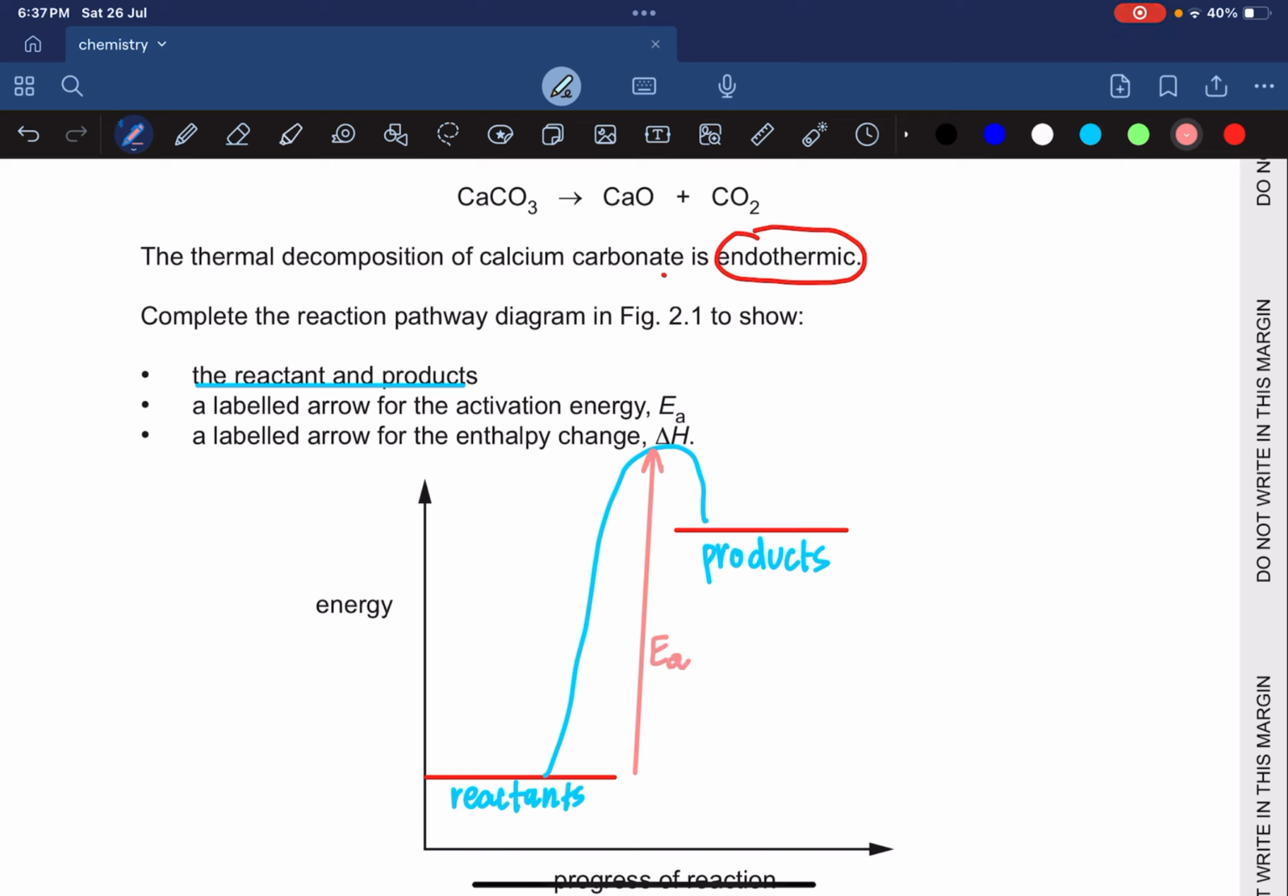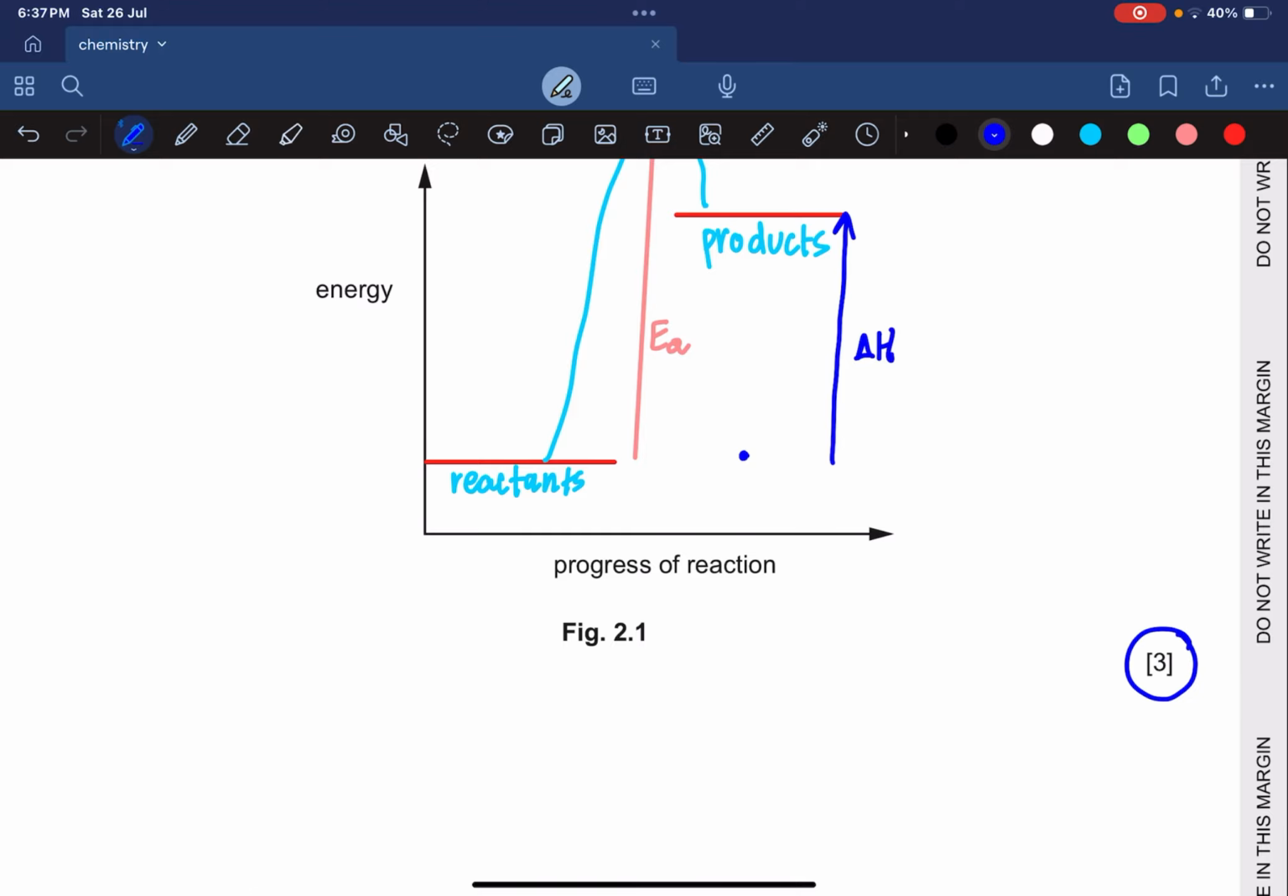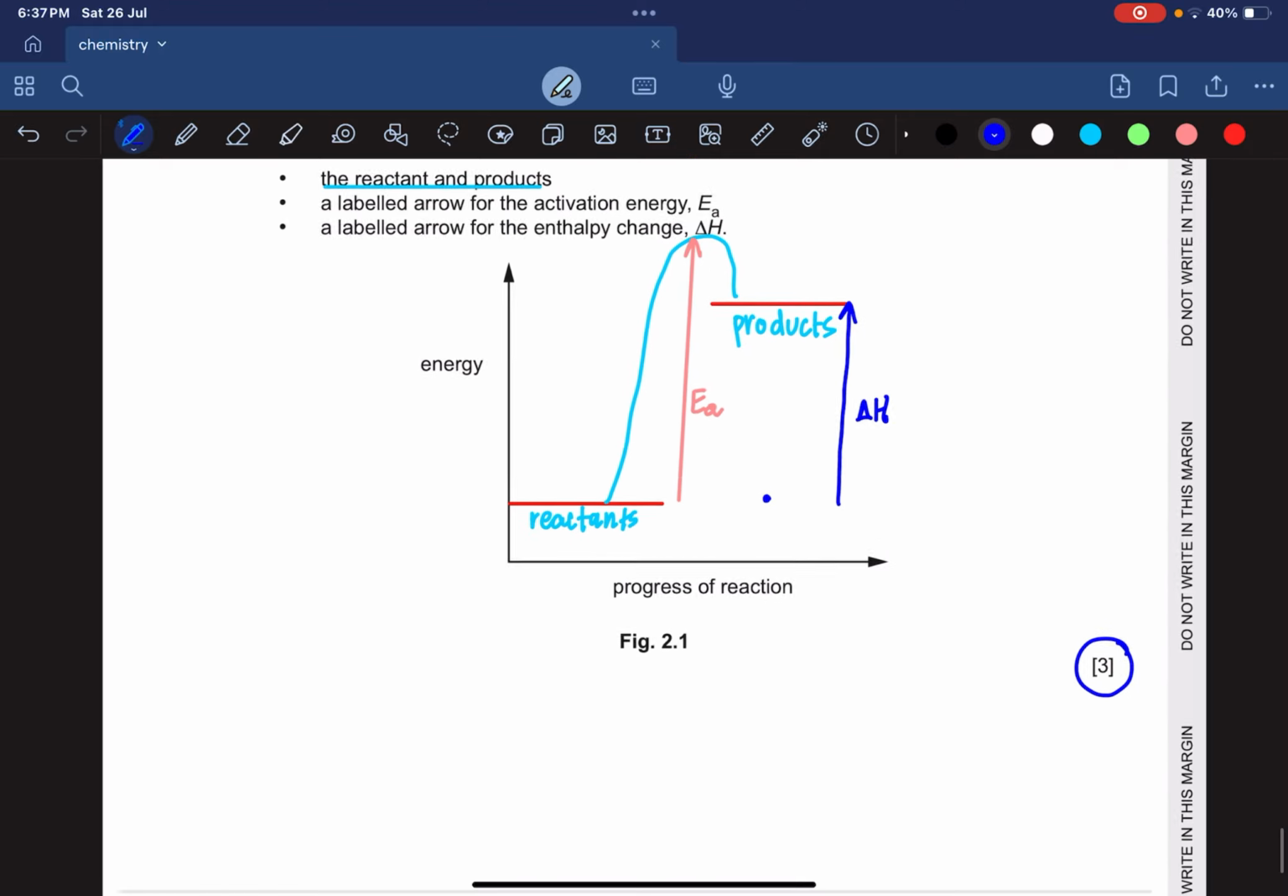Okay, a labeled arrow for the enthalpy change. Enthalpy change is going to be from the reactants to the product, something like this, and you have to label it delta H. So done. And I guess these are the 3 easiest marks you can gain in a chemistry paper.